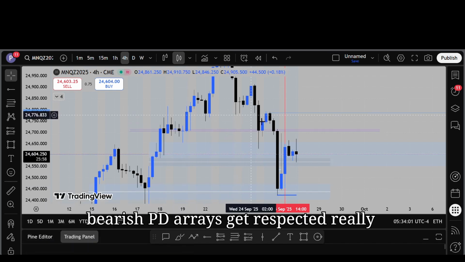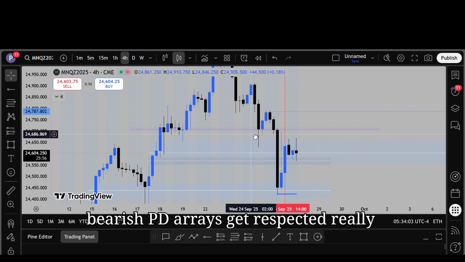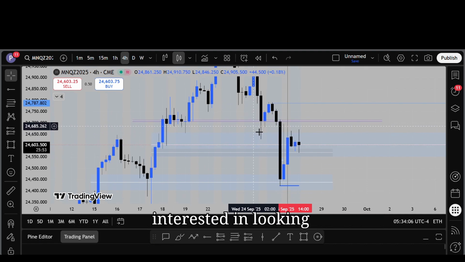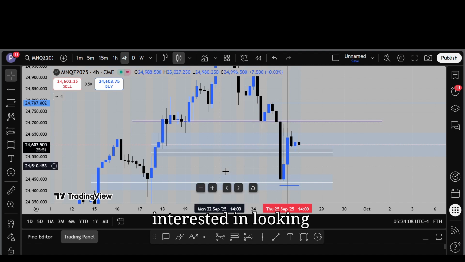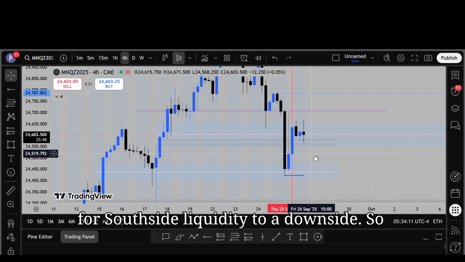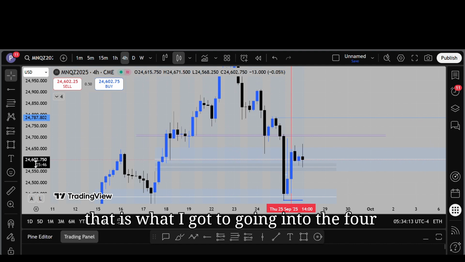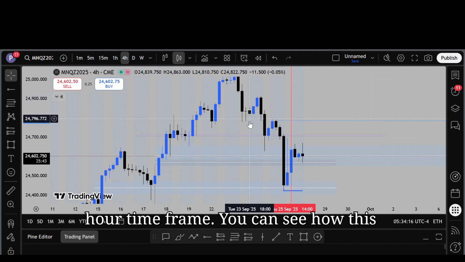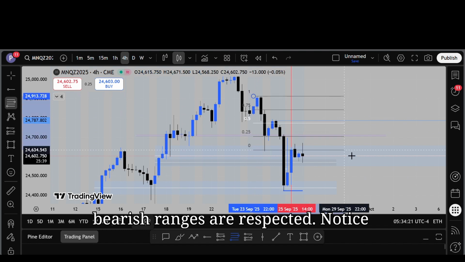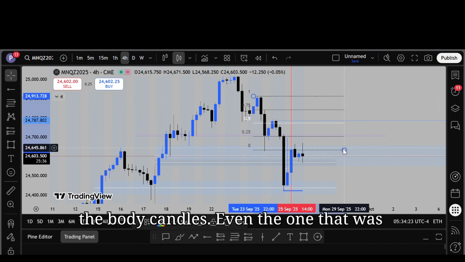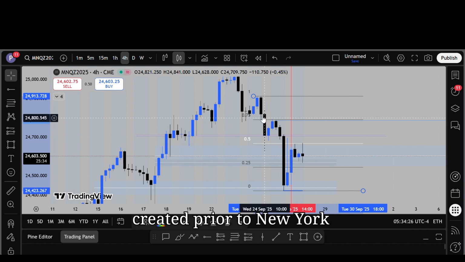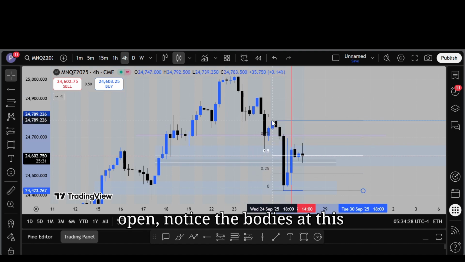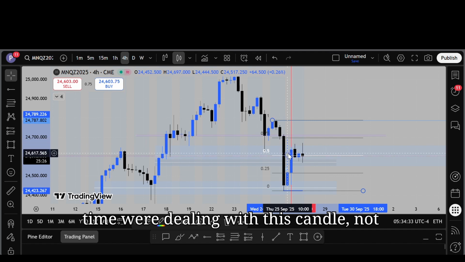Seeing these bearish PD arrays get respected really gave me more intel that price was interested in looking for sell side liquidity to the downside. So that is what I got to. Going into the 4-hour time frame, you can see how these bearish ranges are respected. Notice the body candles, even the one that was created prior to New York Open. Notice the bodies. At this time, we're dealing with this candle, not this candle.